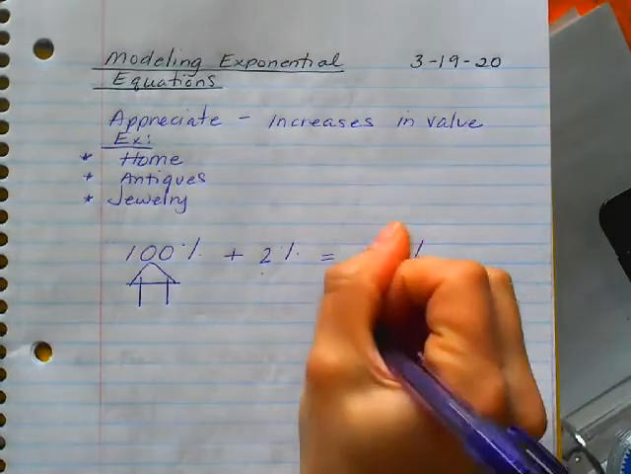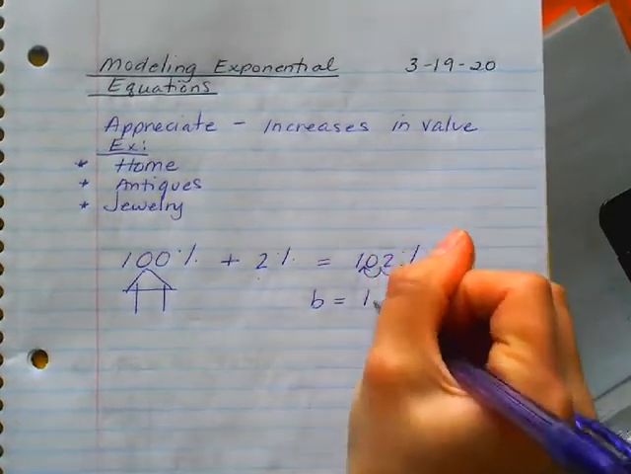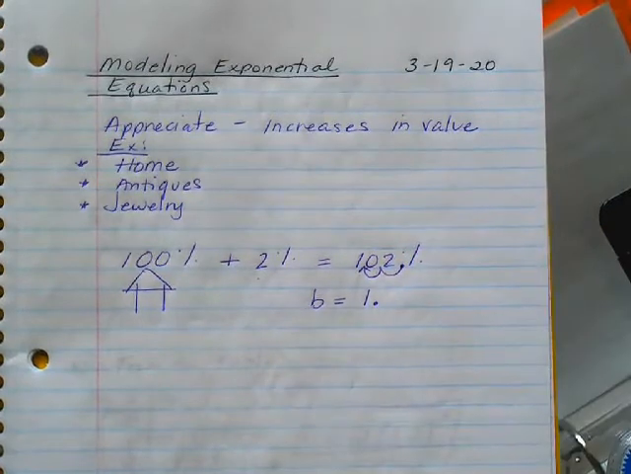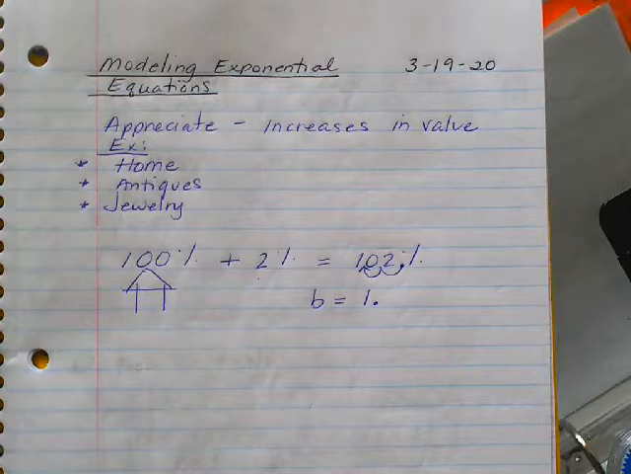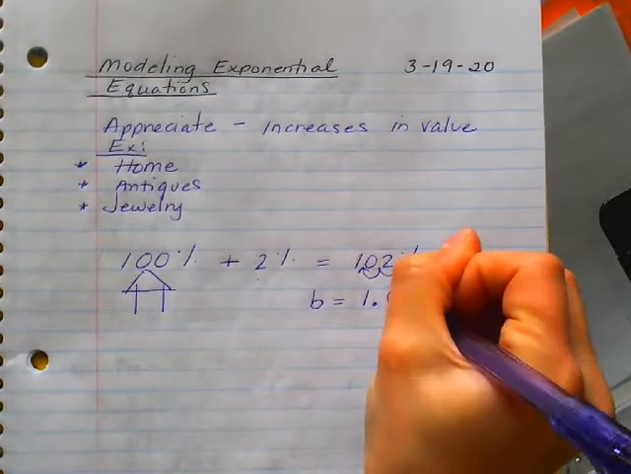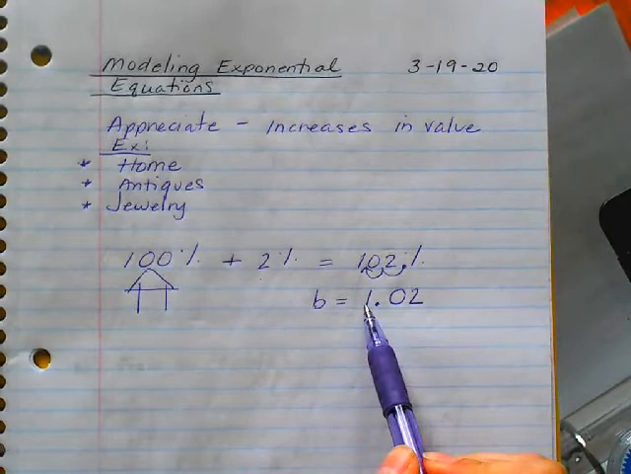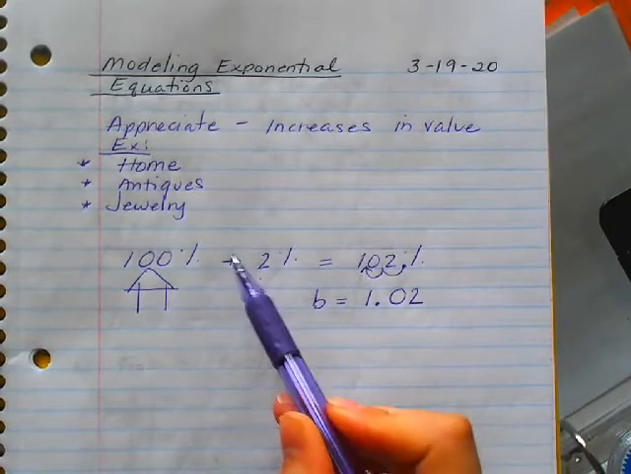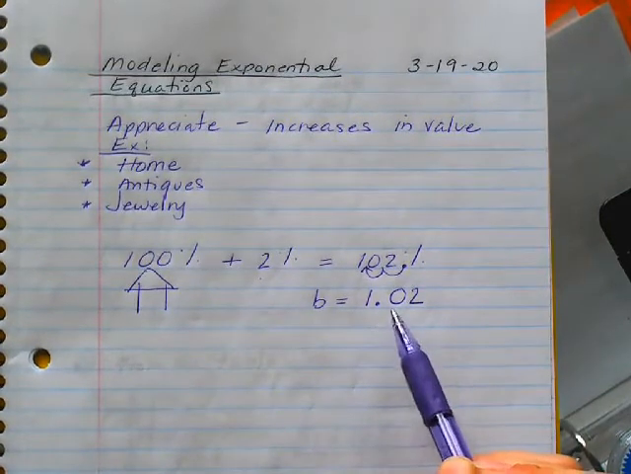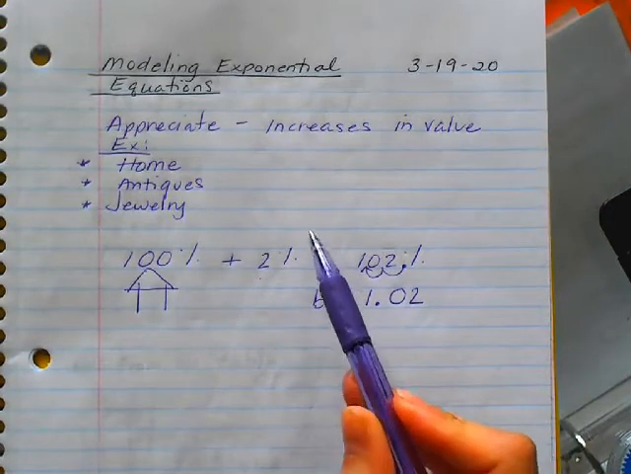In other words, our b in this case would be 1 whole to represent the initial value of that home, 100% of the value of that home, plus the additional 0.02 that it's appreciating by. Okay, so something to keep in mind here. Remember that you're including 1 to depict 1 whole amount of that original house, plus 0.02 to represent the amount that it's increasing by.